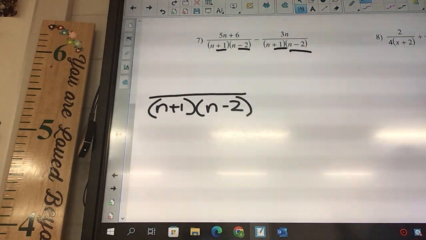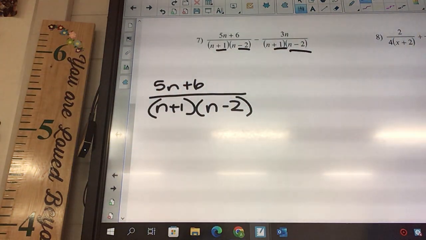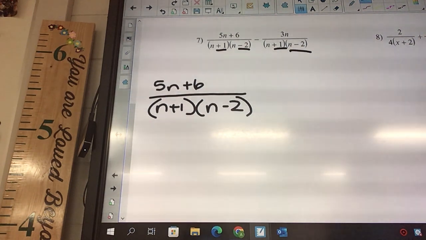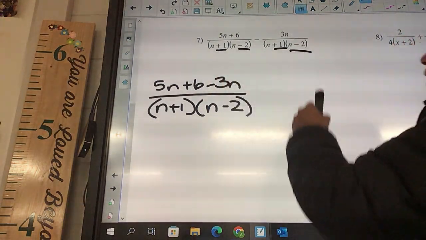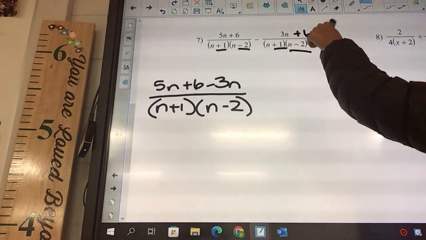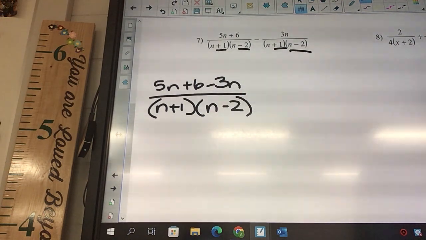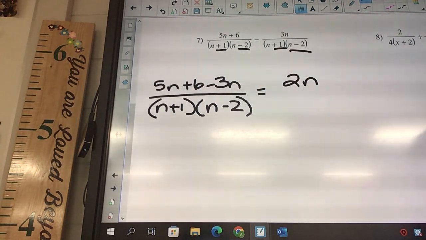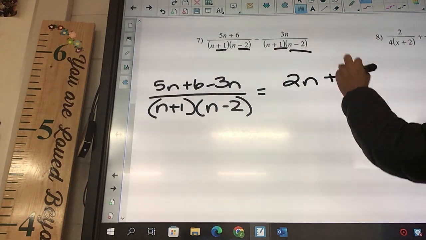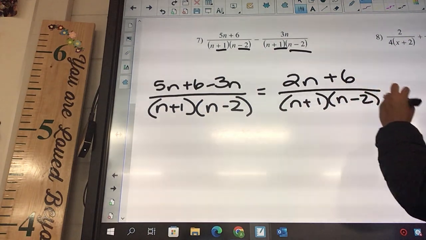My first fraction is going to be still 5n plus 6. What is my second piece going to be? What am I going to write for my second part? Negative 3n. Yeah, it's just negative 3n. If there was a plus 6 here, then you would say minus 6, and so on. You're going to change the signs. Looking at that, what can we combine? 5n and 3n is going to give me 2n. Then what? Yeah, just plus 6, all over n plus 1 and minus 2.